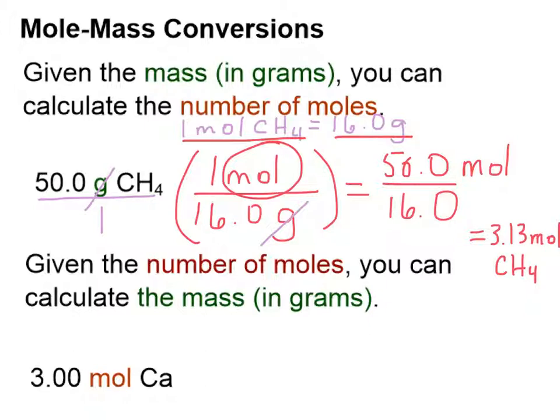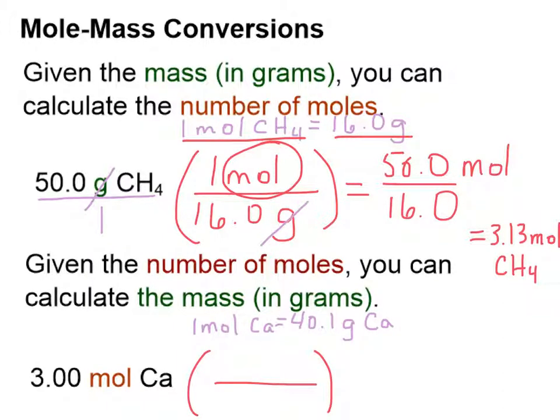Now, what about if I'm given the number of moles and I want to convert to grams? I'm going to do the same thing. I'm going to find my molar mass. So I have my conversion factor, and my molar mass for calcium, in this case I'm looking at calcium. 1 mole of calcium, when I look on the periodic table, is equal to 40.1 grams of calcium. So I can use this to set up my problem.